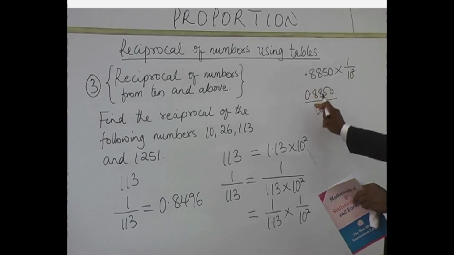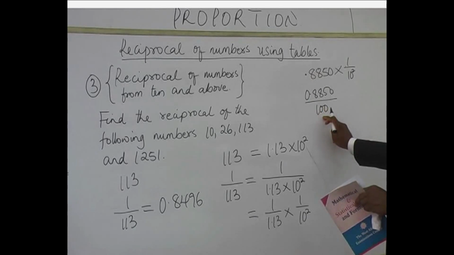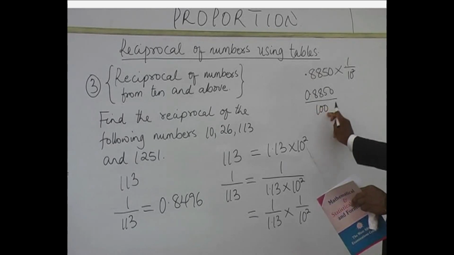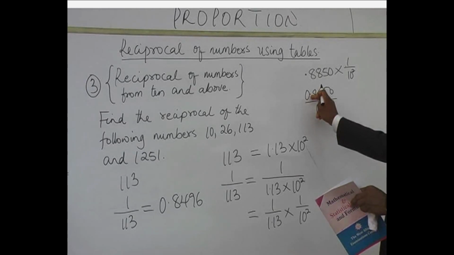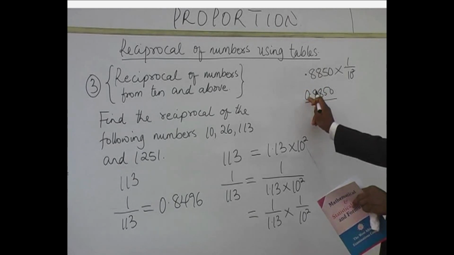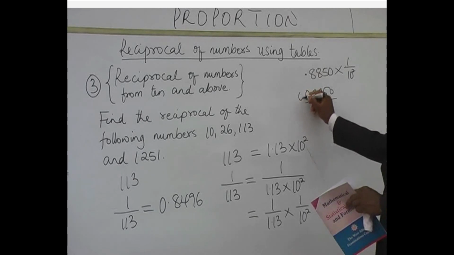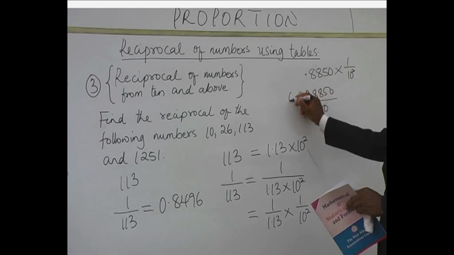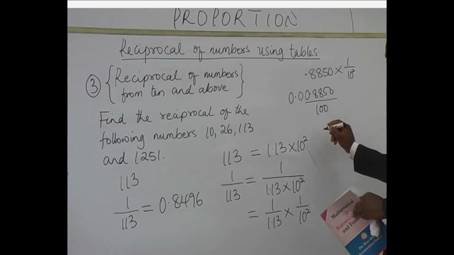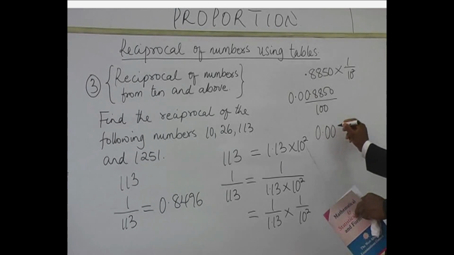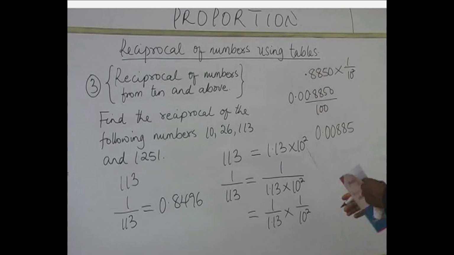If you are dividing this by 100, you can use a calculator, or because of 2 zeros after 1, move the decimal place towards the left across 2 digits, across the first 0, across the next 0, and you put it here. So the grand finale now becomes 0.00885.